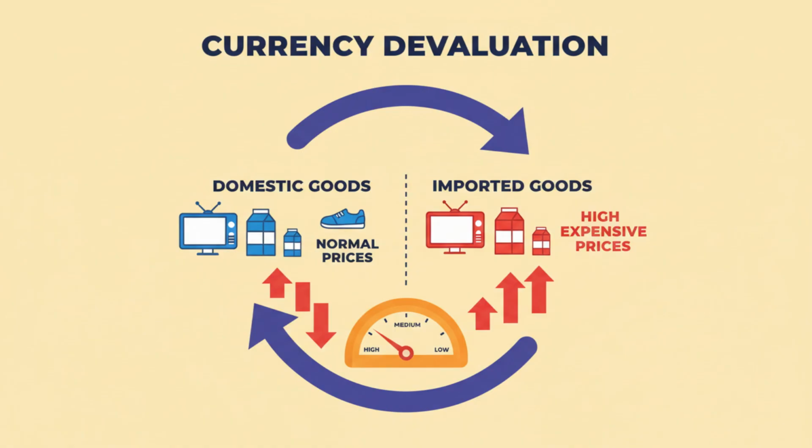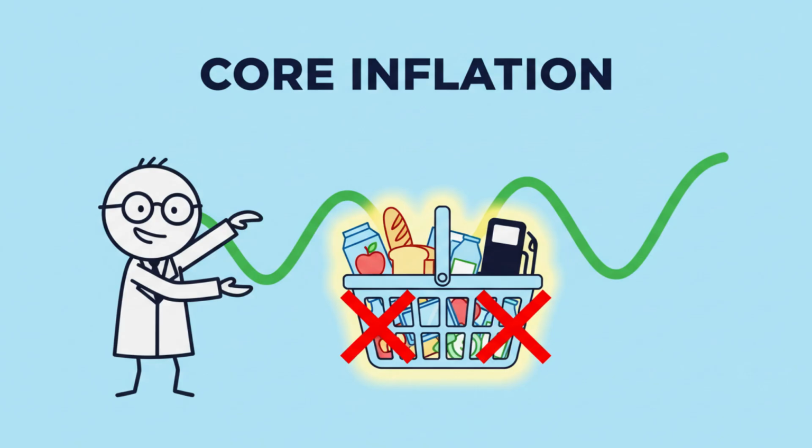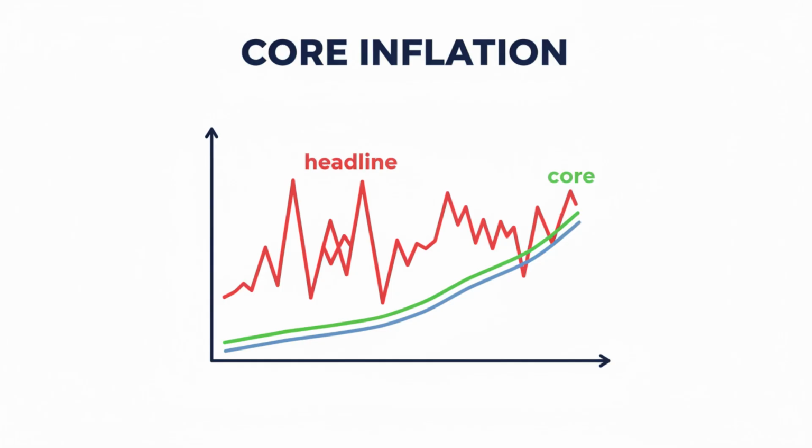How do we actually measure this? Core inflation. CPI, but excluding food and energy prices because they're too volatile. They swing wildly month to month. Core inflation reveals the underlying trend, eliminating noise. It's what economists watch closely.